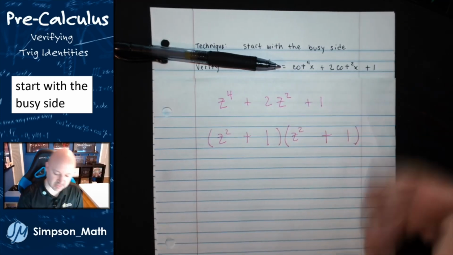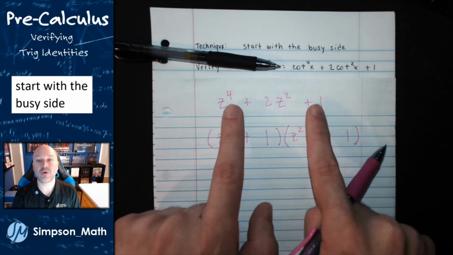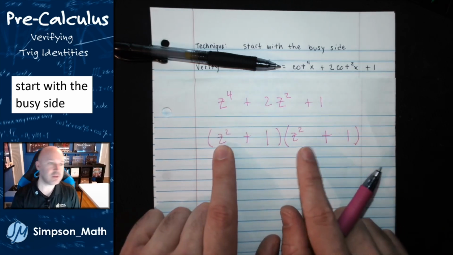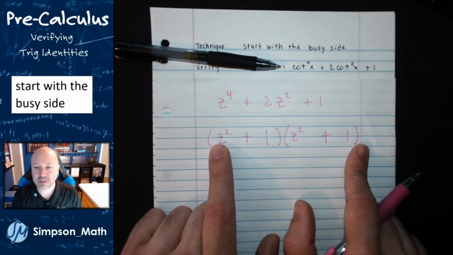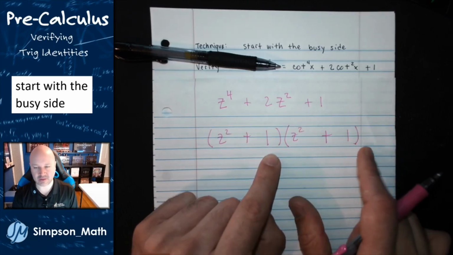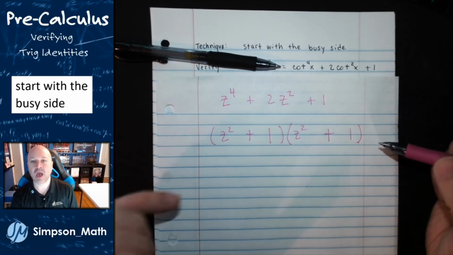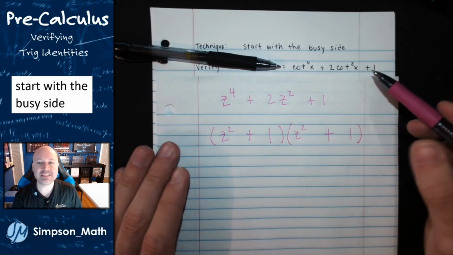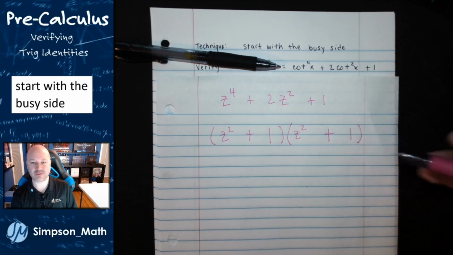Let's see if that makes some sense. If I were to FOIL this out or distribute, do I really get back to that? So z squared times z squared is z to the fourth power, plus a z squared, plus a z squared. I've got 2 of those, and then plus 1, yes. So we factored this trinomial. I'm going to go back to my cotangents and see if I can factor my cotangents now that I've played around with some algebra.